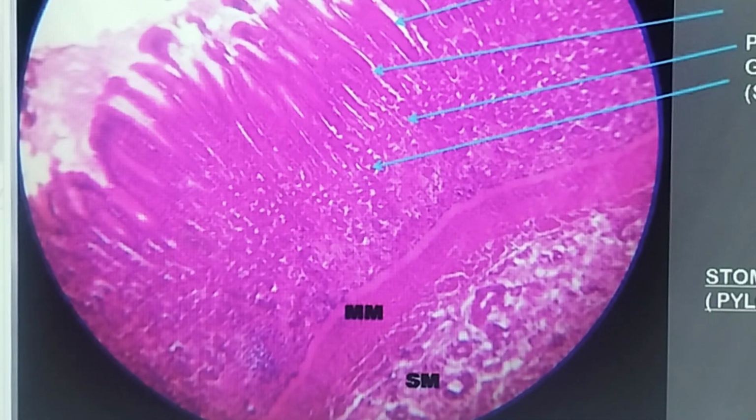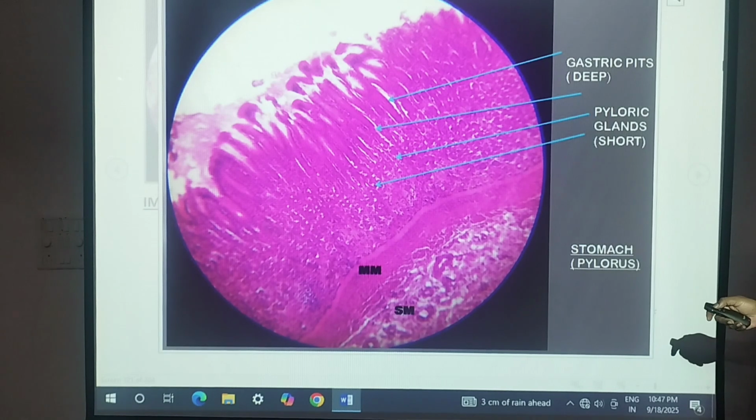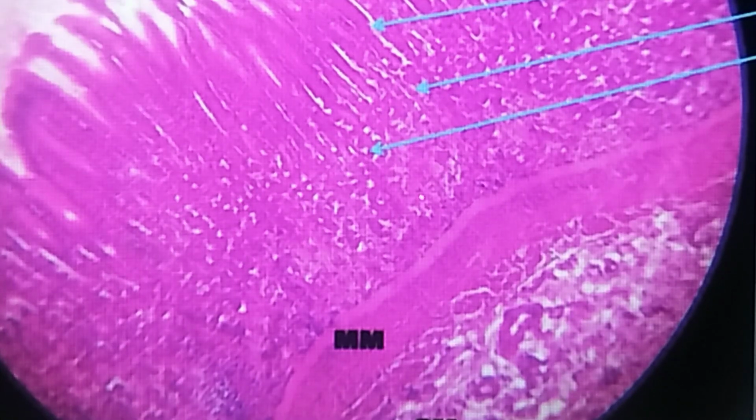Compare the depth of the gastric pits with the muscularis mucosae. So, at the level of the pylorus, the gastric pits are quite deep. Rest are all the same. What are the things that you are seeing? The lining epithelium is simple columnar epithelium. You have gastric pits which are quite deep. And one more thing, here you can see the glands. These are the pyloric glands. The pyloric glands are short, whereas in the fundus you saw long fundic glands, but in the pylorus there are short pyloric glands.